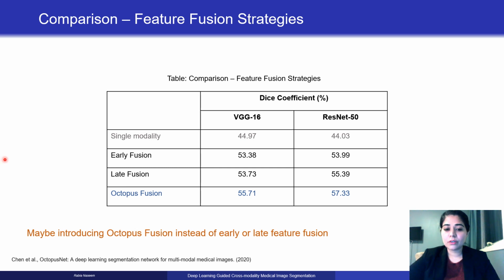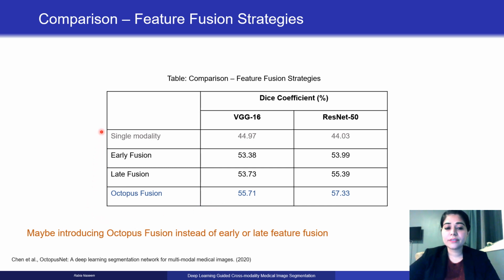An interesting work, Octopus Fusion, compared the impact of using early feature fusion, late feature fusion, and layer level feature fusion, and concluded that with mid-level feature fusion or layer level feature fusion, the dice coefficient values improved in comparison with late feature fusion and early feature fusion.